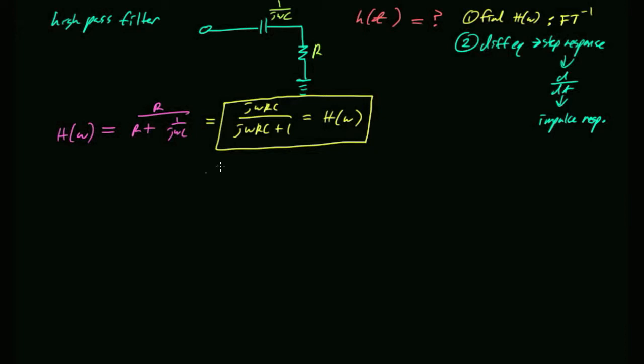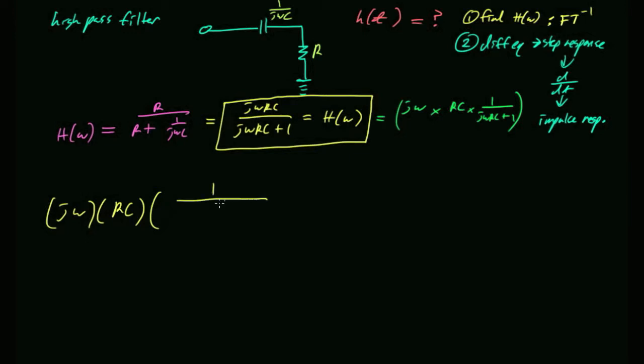What if I took this expression, I'm going to express it slightly differently. How about I rewrite it as j omega times RC times 1 over j omega RC plus 1. Is that not the same thing? Okay. What is the inverse Fourier transform of this term?